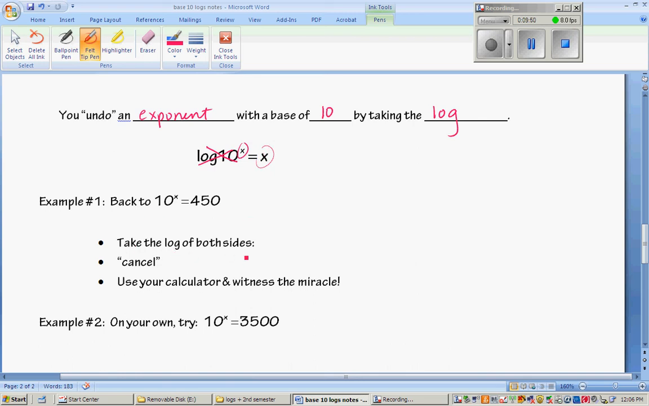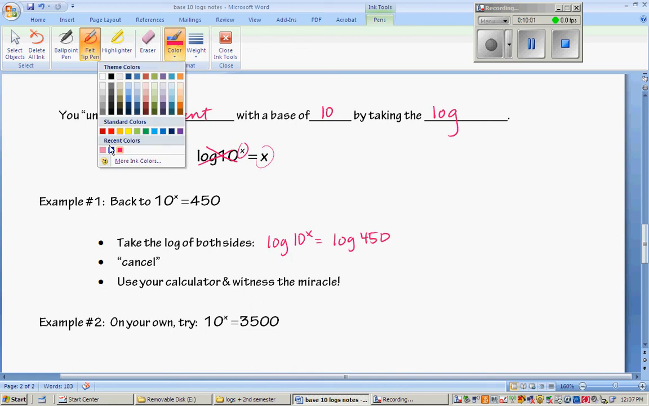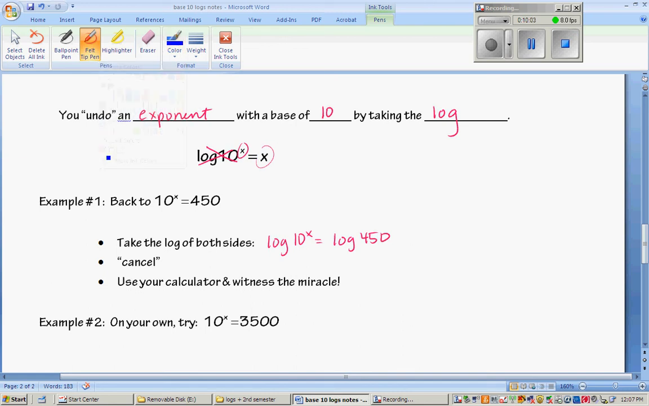First step, take the log of both sides. So I'm going to take the log of 10 to the x. I'm going to take the log of 450. While you guys write that down, I'm going to switch colors. And what happens next is you just cancel. These cancel out. Log of 10 is going to cancel to make this just equal to x on this side. And now we've got x equals the log of 450.